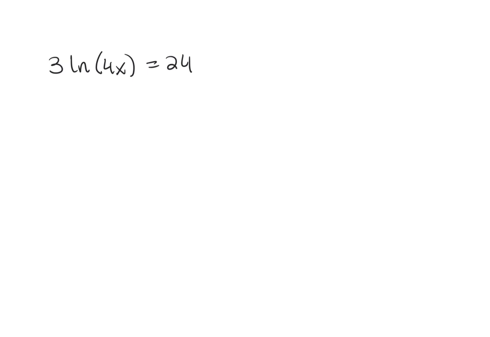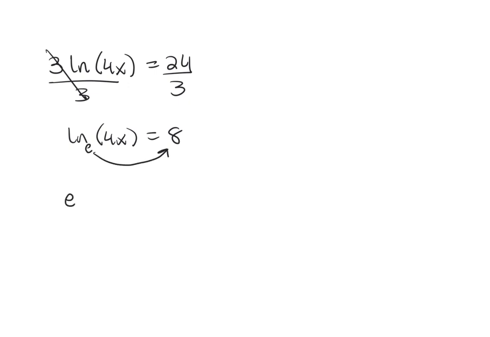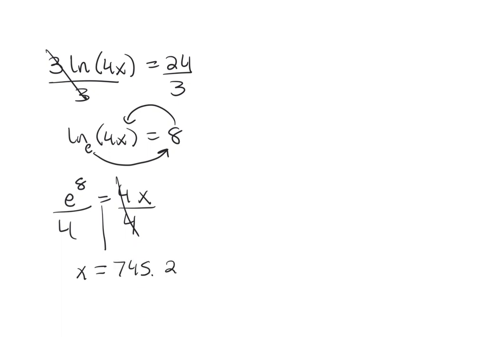All right, now switching gears, we're solving a logarithmic equation the same way we've been doing, except we have a natural log. Same thing: isolate the log, divide by 3. So natural log of 4x equals 8. When the log is isolated, convert it to its exponential form. This is base e to the power of 8 equals 4x. And then to get x by itself, divide by 4. So x equals e to the 8th divided by 4. Just punch it in your calculator. You should get about 745.239.